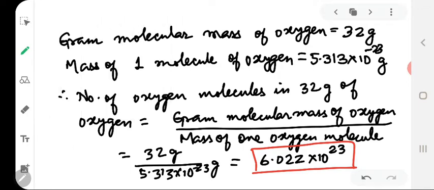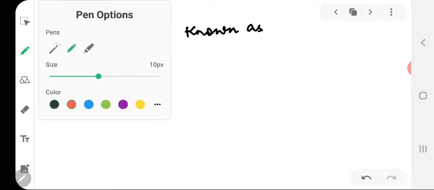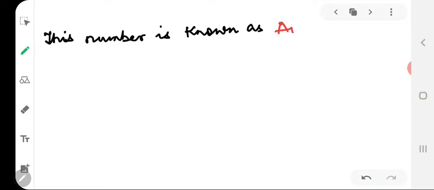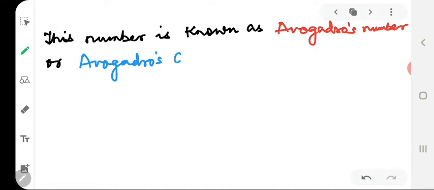So this particular number is given a specific name. What is it called? This number is known as Avogadro's number, or Avogadro's constant. Now we can represent it in two ways. It is represented either as N with a subscript 0 or N with a subscript A.